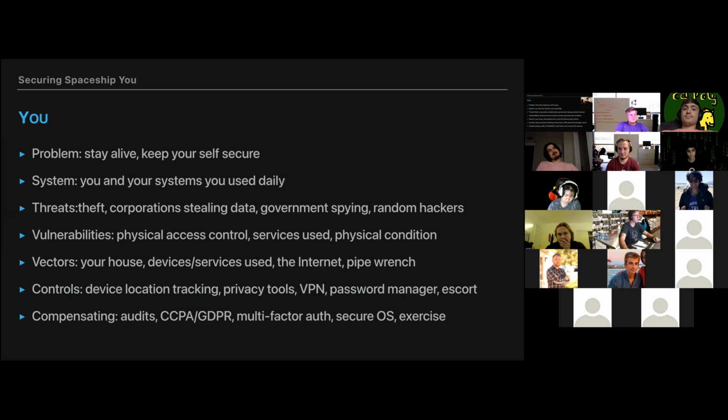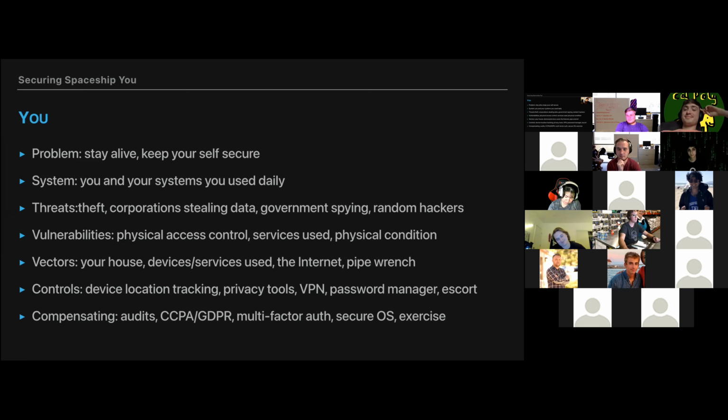Vectors, maybe it's your house. Your house has doors. Doors have locks. Locks can be bypassed. Windows can be smashed. Things can be stolen from your house. I don't know, I'm just listing things here. Maybe the devices and services you use are your vectors for people stealing stuff, people performing fingerprinting on you, stuff like that. The internet. Yeah, funny thing. The internet is kind of dangerous, or it can be dangerous. Yeah, services are out there. Like I said, I think I've been beating this dead horse long enough.